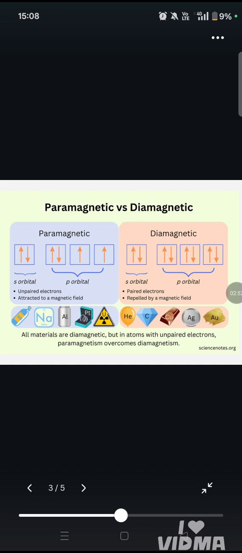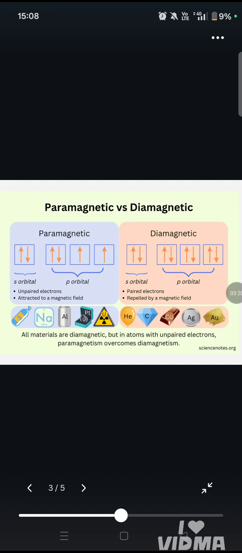Their magnetic susceptibility is negative, which means their magnetization opposes the applied magnetic field. Examples of diamagnetic materials include copper, bismuth, water, gold, silver. Diamagnetism is present in all materials, but in most cases it is very weak and gets hidden by other magnetic effects.